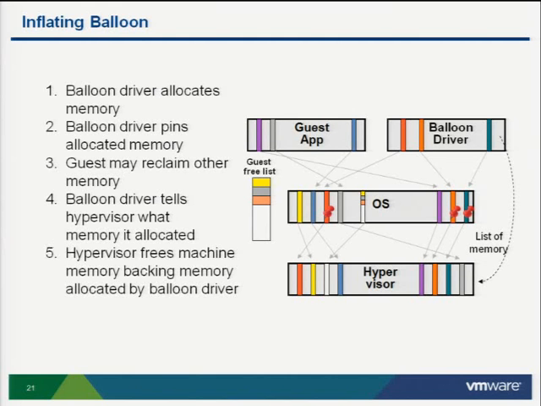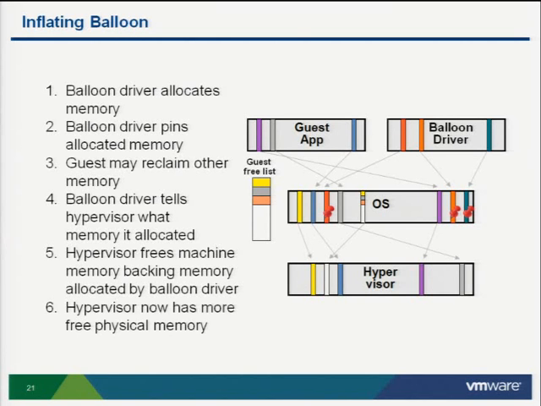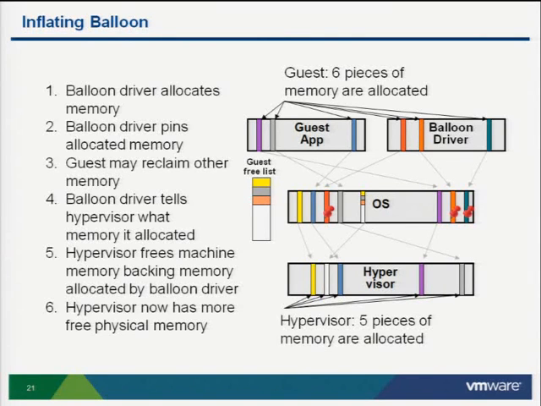The hypervisor can then free that memory. And now the hypervisor has more free memory. So if we take a look at what happened here, we see that while before we had 8 pieces of memory allocated by the hypervisor at the hypervisor layer, we now have 5. And where before we had only 3 pieces of memory allocated at the VM layer, we now have 6. So we took that difference of 3 and pushed it from the hypervisor layer up into the VM.